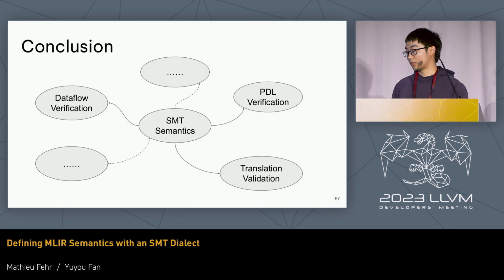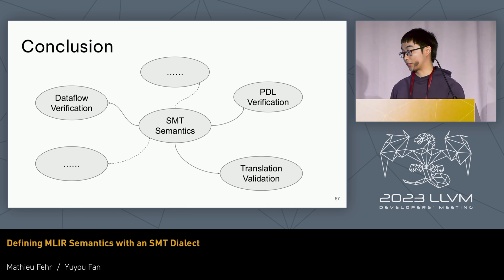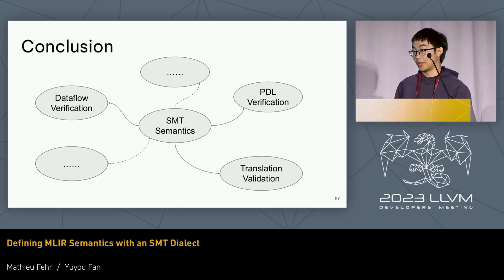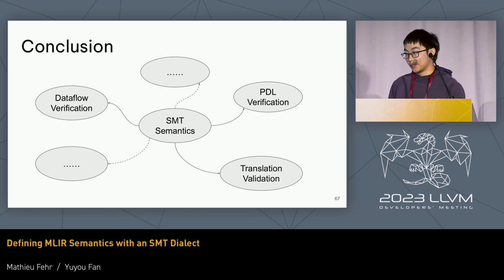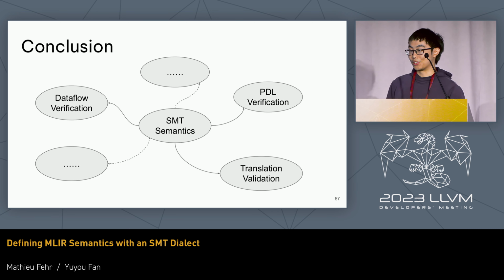Now, here comes our conclusion. Since we already have this nice MLIR semantics, we can do PDL verification on it, we can do translation validation on it, and we can use it in dataflow analysis verification and generating C++ code further. And you can do all other cool stuff if you give those semantics. By giving those semantics, we can make that happen.